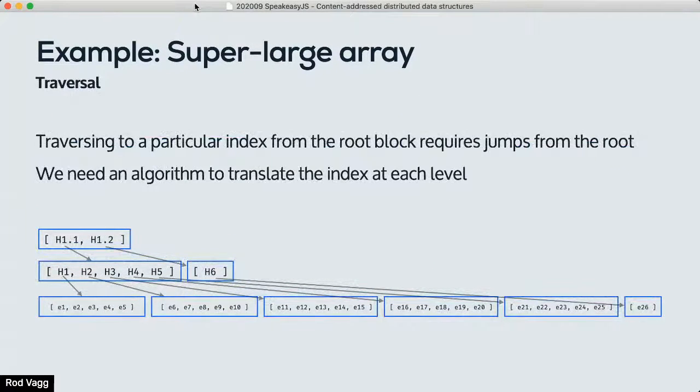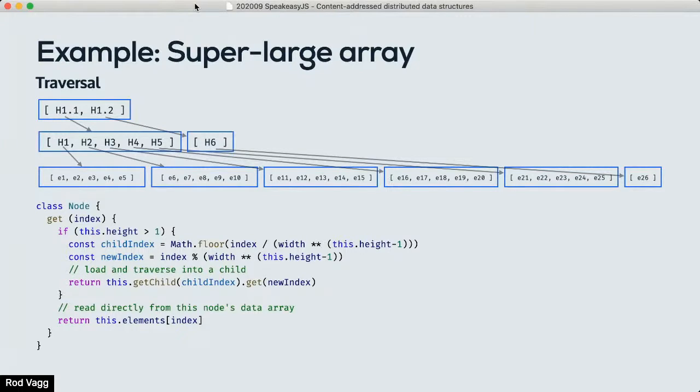Right, so traversal is interesting. We've got this reference to this root, and we want to traverse to index 21. How do we do that? We need an algorithm where we can enter in the root and then figure out where to go at each point in this graph. The algorithm's not too hard, and there's some JavaScript to illustrate it. Basically, what you're doing is slicing off bits from the index at each height, and to do that, we can do division and modulo operations. So if we enter, each node needs to know what height it's at, and it needs to know how to get to child elements if it's not at height 1.